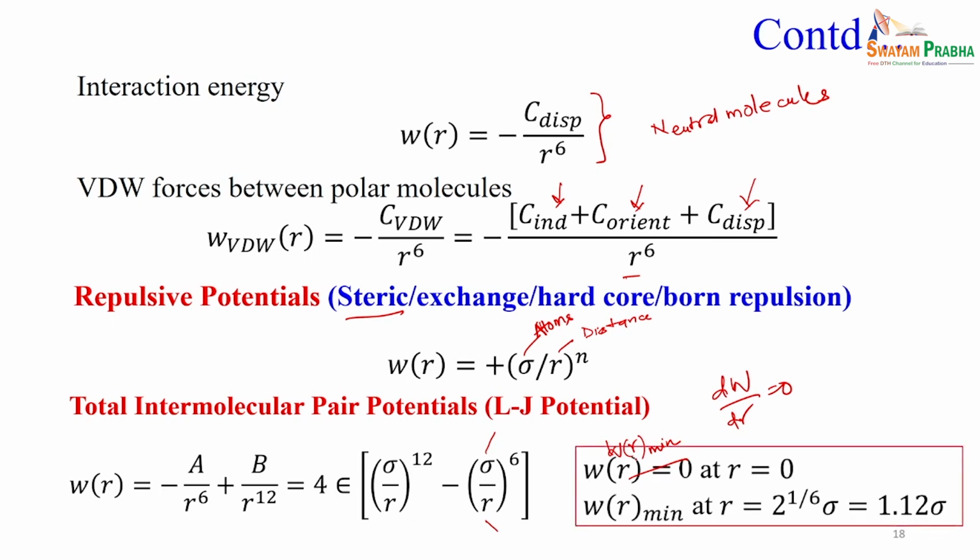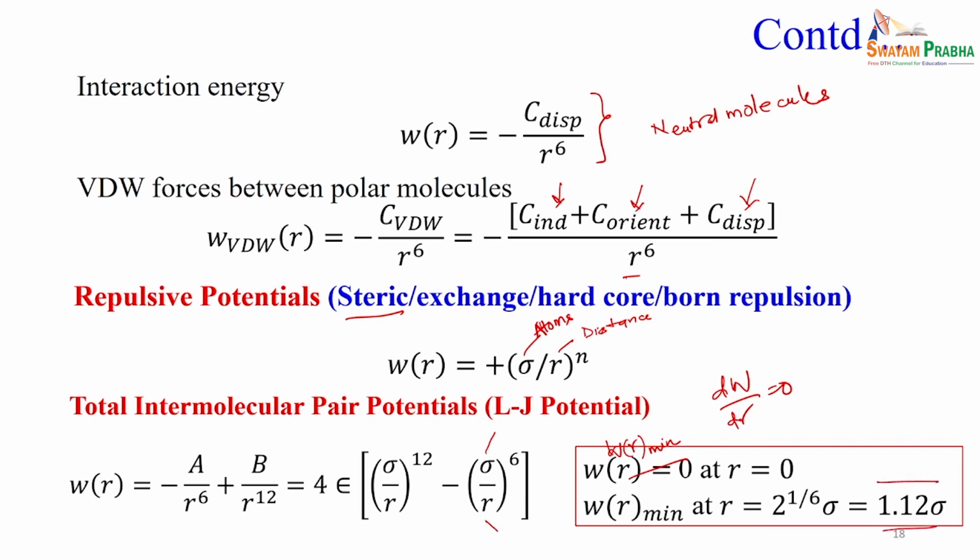If you calculate this simply, we will get W(r) minimum at r equal to 2 to the power 1 by 6 sigma. It means at 1.12 times the size of the molecules, the two molecules are going to be at equilibrium, at 1.12 sigma.